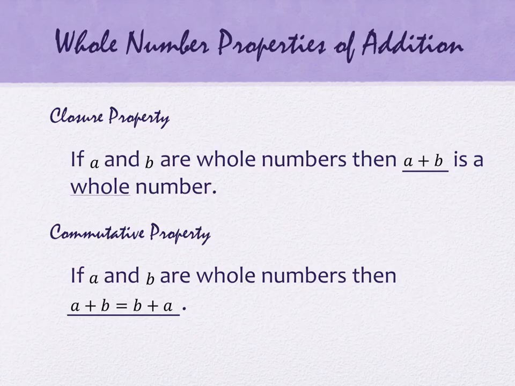So when we're looking at this commutative property, it's telling you that the order doesn't matter. So A plus B is equal to B plus A. And we're very grateful that this is true because it makes learning addition and some of our other facts later as well a lot easier.